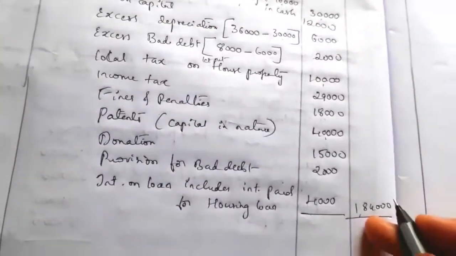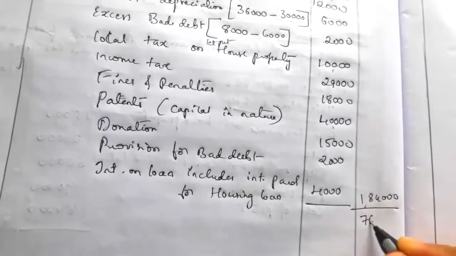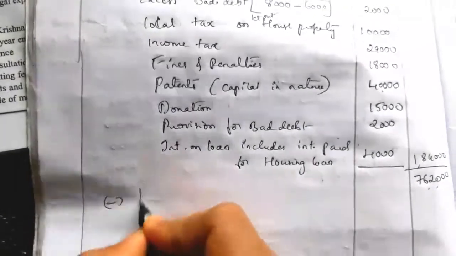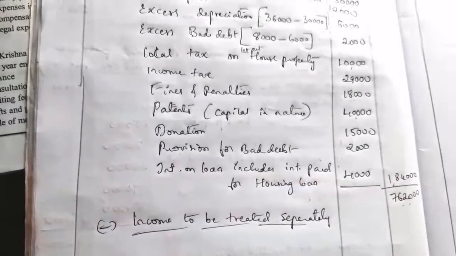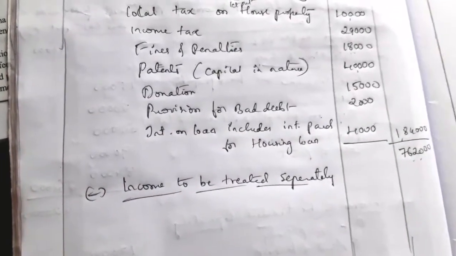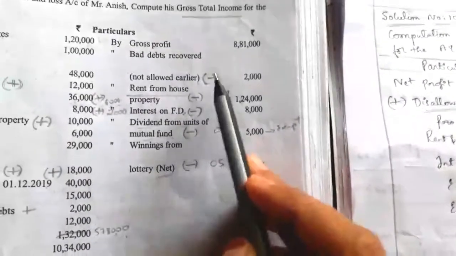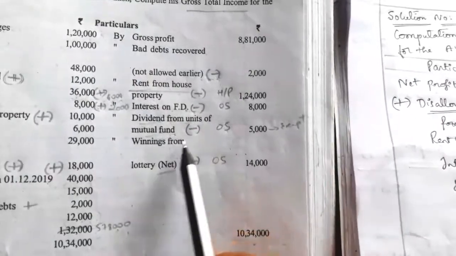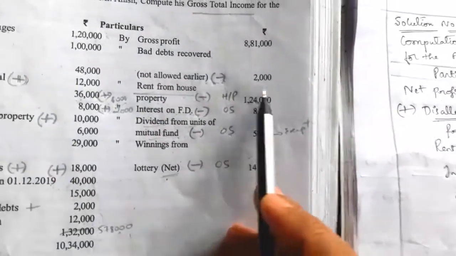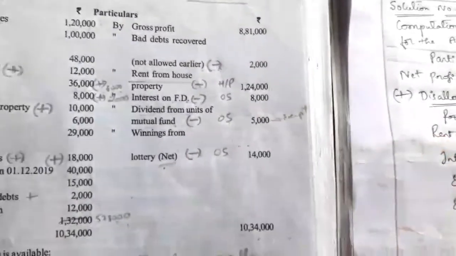So if you add, it will be 7,62,000. Next we have to take the income to be treated separately. To write income to be treated separately, we have to see the credit side of profit and loss account. Here on the credit side, bad debt recovered disallowed earlier we have to take later. Then rent from house property, interest on FD, dividend from unit of mutual fund, winning from lottery. So all these 4 items we have to take now.